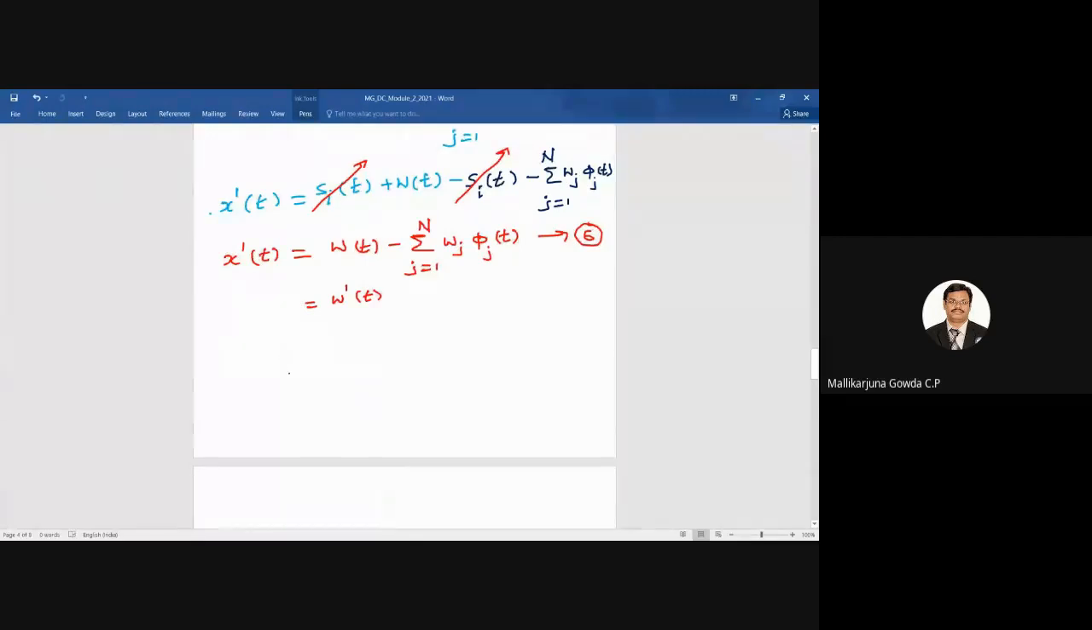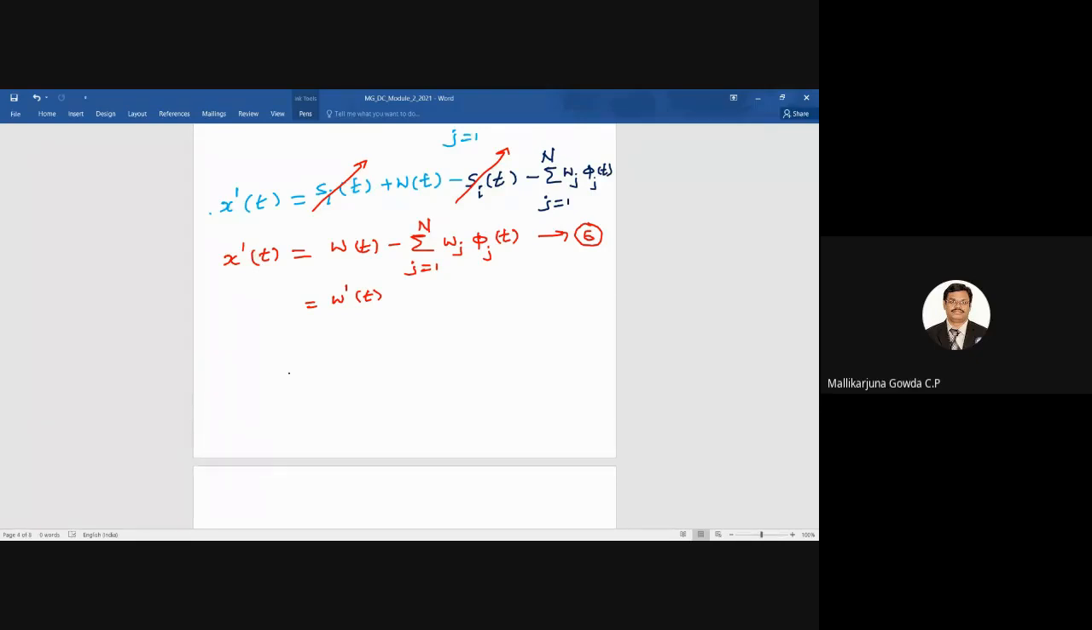I took the new stochastic process, which I denoted as capital X dash of t, and I denoted its sample function as small x dash of t. I related that to the received signal x of t. I said x dash of t will be equal to x of t minus summation j is 1 to n xj pi j of t. So I substituted the value of x of t and xj, and I came to know that x dash of t will be equal to w of t minus summation j is 1 to n wj pi j of t. I am asking you to interpret what you have understood from this.